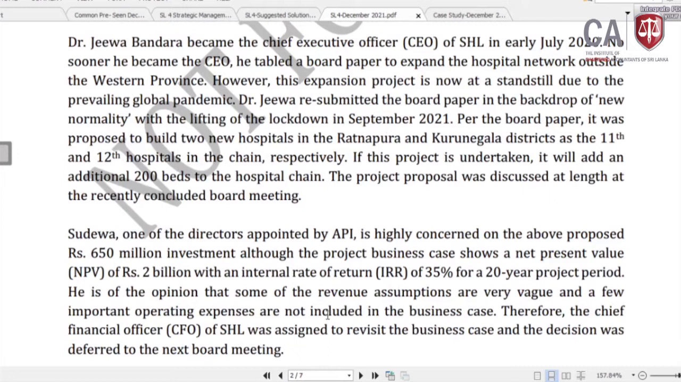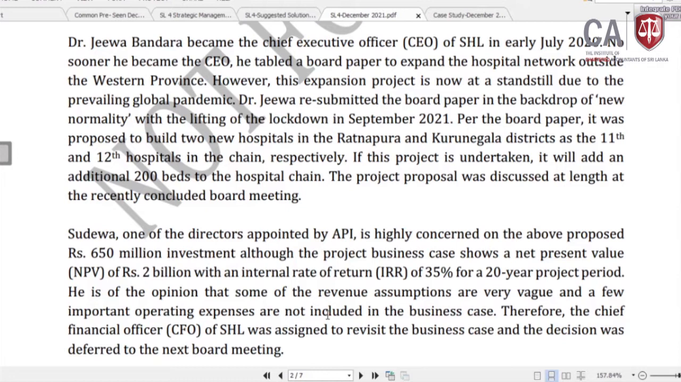Dr. Jeeva Bandara became the Chief Executive Officer, CEO, of SHL in early July 2020. Soon after he became the CEO, he tabled a board paper to expand the hospital network outside the Western Province. Now, they are operating in the Western Province and the proposal came to go outside it. However, this expansion project is now at a standstill, that means no progress, due to the prevailing global pandemic.